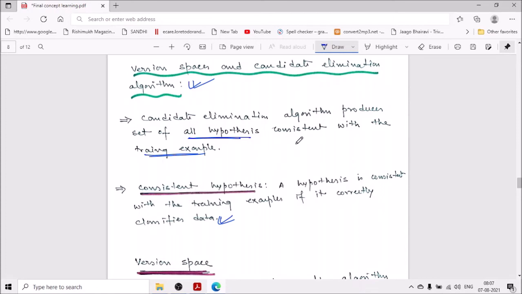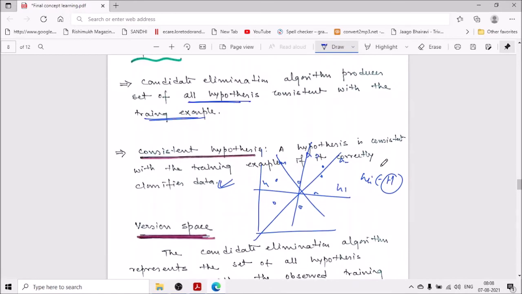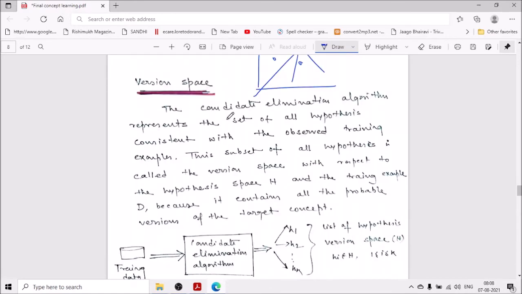Say you already know the version space. So what is version space? The candidate elimination algorithm represents the set of all hypotheses consistent with the observed training examples. It produces all the hypotheses, not like the Find-S algorithm. In Find-S, we can identify only one hypothesis, but using the candidate elimination algorithm, we can identify all the hypotheses. This subset of all hypotheses is called the version space with respect to the hypothesis space H and the training examples D, because it contains all the probable versions of the target concept.